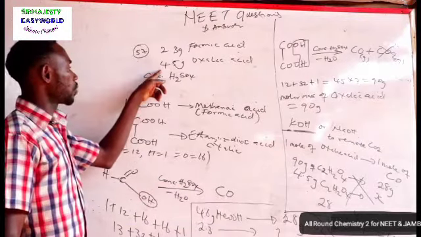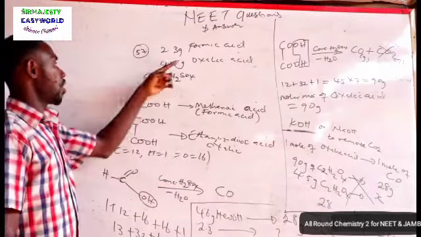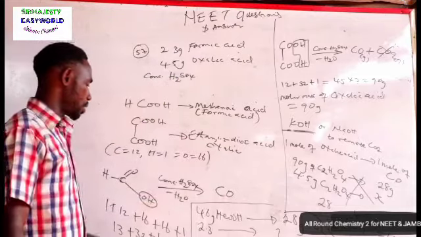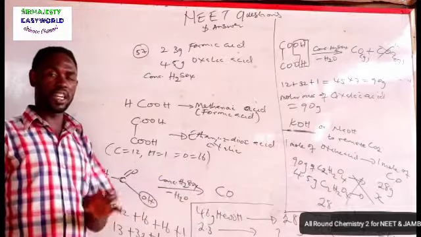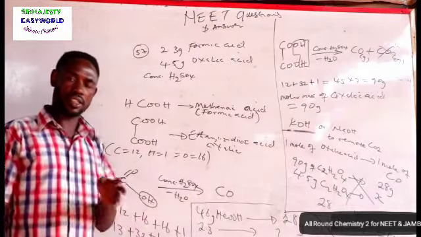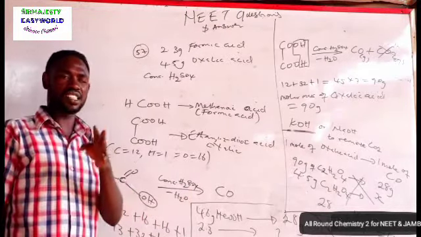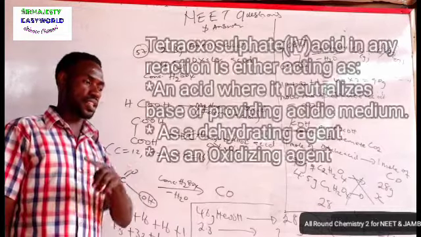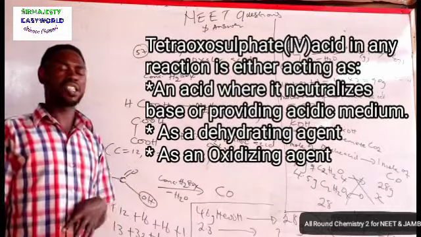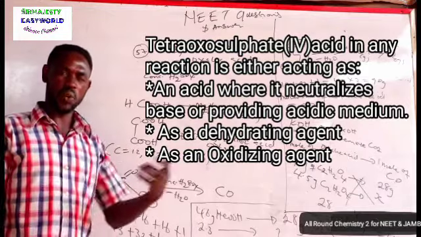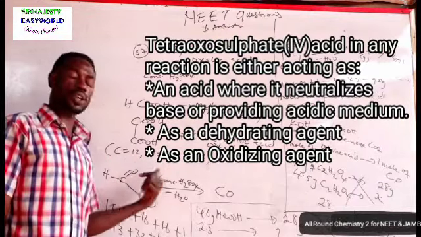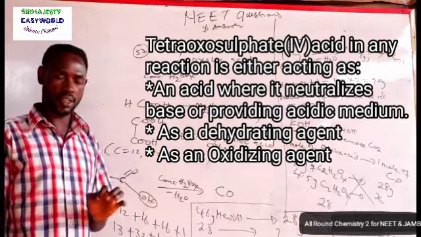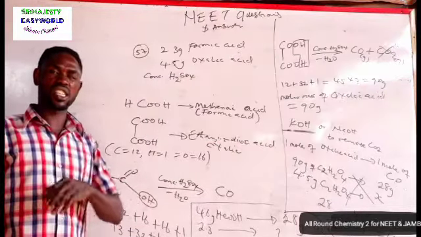Or if you also want to get the mixture of gases, treating oxalic acid with conc H2SO4 will remove water. Remember, H2SO4 in any reaction in chemistry has 3 functions. It is either acting as an acid, where it is neutralizing a base to form salt and water, or it's acting as a dehydrating agent, where it is removing water molecules. In this reaction, conc H2SO4 is the dehydrating agent.